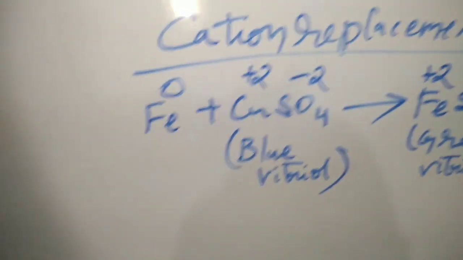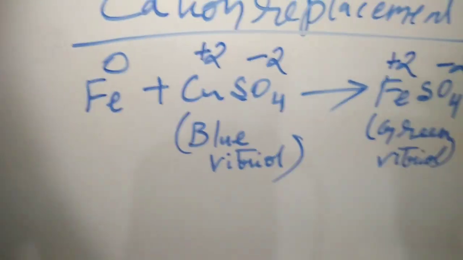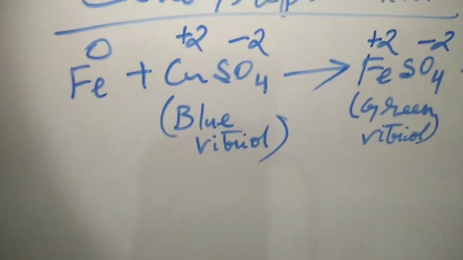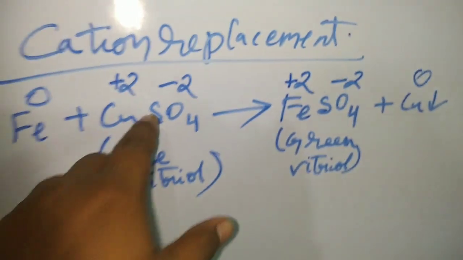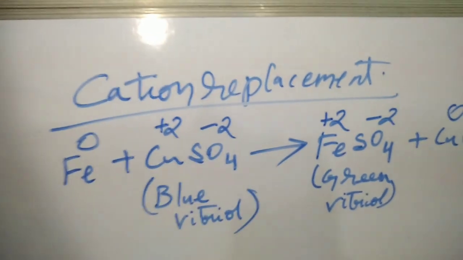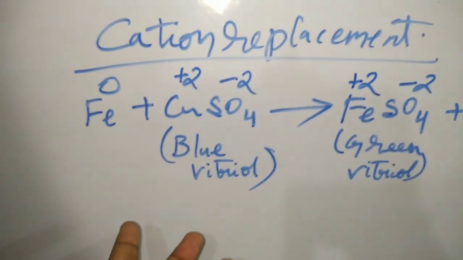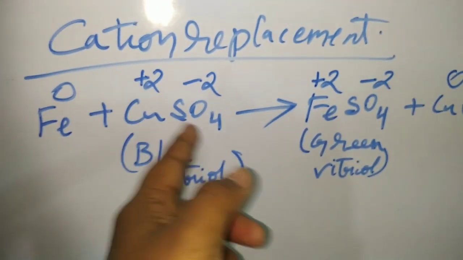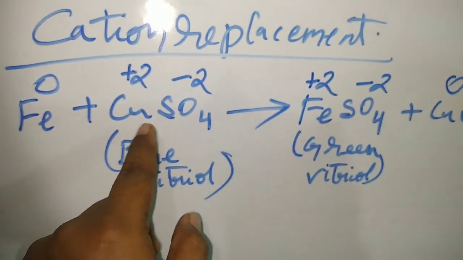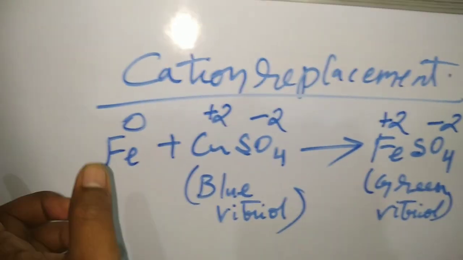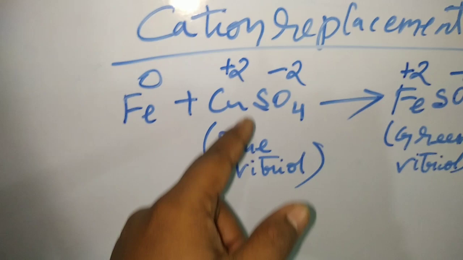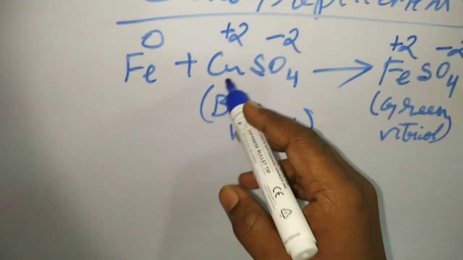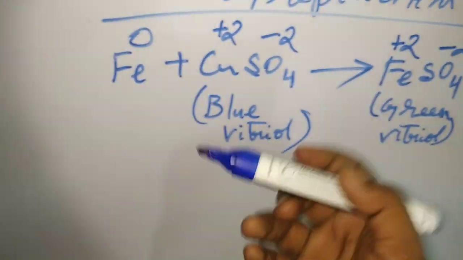It will break down. This copper sulfate will break down into Cu2+ and SO4 2-. Okay, students. And when this copper sulfate is breaking down, it is forming ions, that is, one is cation and another one is anion, copper ion and sulfate ion. And since these are in iron, iron will donate electrons to whom? To the copper. Copper will accept the electrons from the iron.